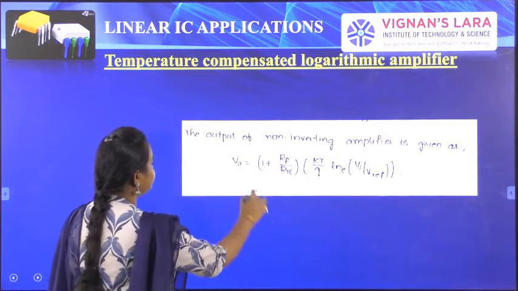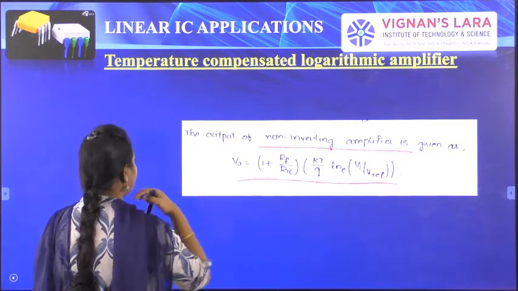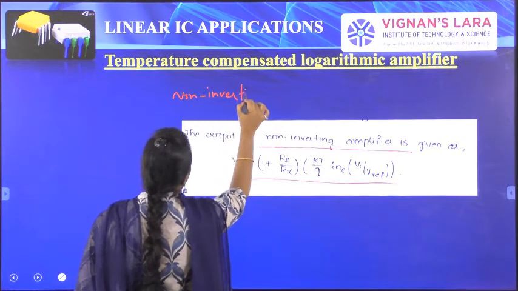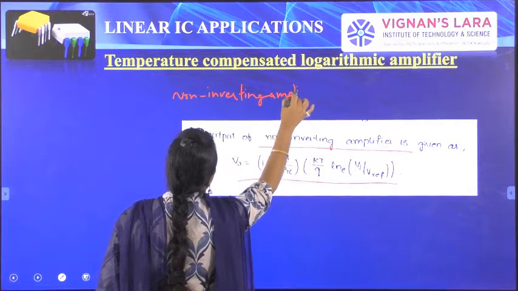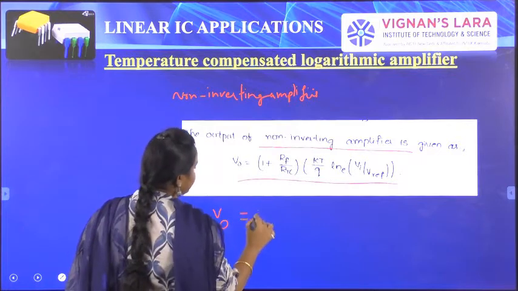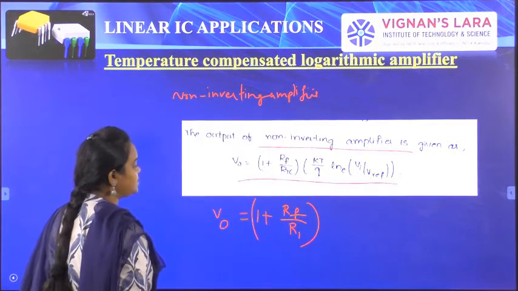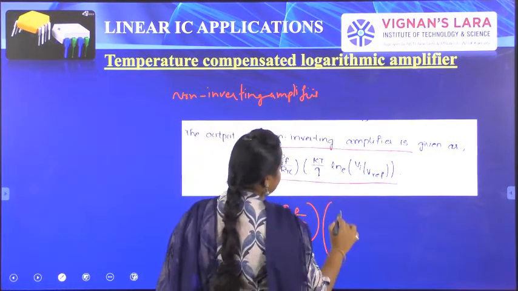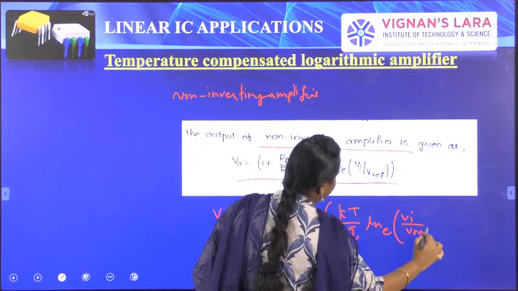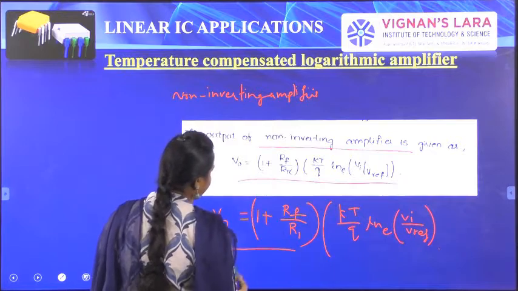For the output of a non-inverting amplifier, as you already know from the non-inverting amplifier, the output is V0 equals 1 plus RF by R1. And we have a final equation kT by Q ln of Vi by V reference. So we are getting simply the non-inverting amplifier as V0 equals 1 plus RF by R1.